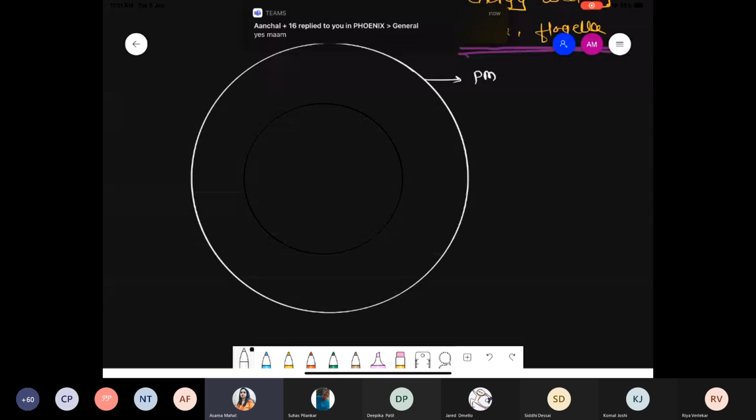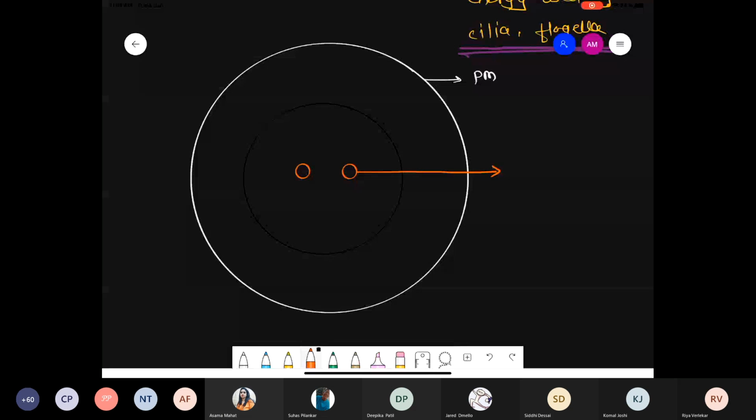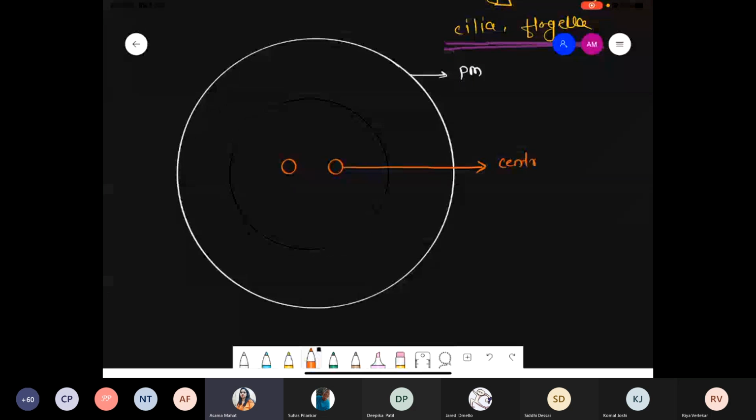It is 9+2, so we have to draw two microtubules which are present at the center, which is represented by this orange color. Such structures, represented by this orange color, are simply called the central axoneme. This structure is called the central axoneme. Now tell me, how many central axonemes are present? 1 and 2.